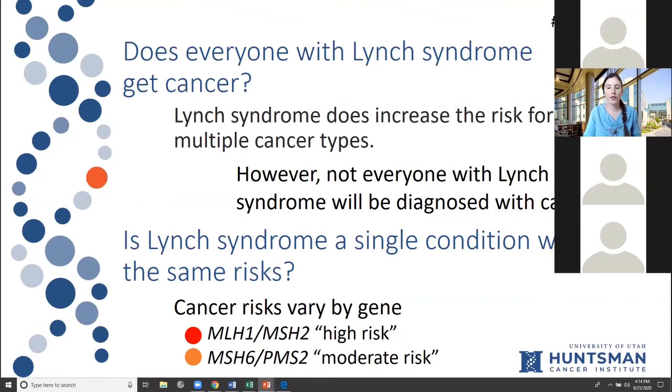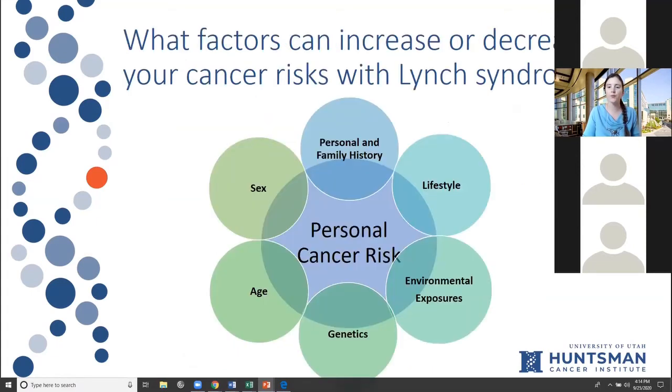Cancer risks do vary by gene, with MLH1 and MSH2 being associated with higher risk than MSH6 and PMS2. Cancer risk can vary quite a bit for those with Lynch syndrome. While the specific gene involved does play the biggest role in risk level, there are lots of other factors that come into play, including sex, age, family history, personal history, and exposure to various things in our environment. Smoking is actually the greatest known risk factor that can increase the risk for some cancers.